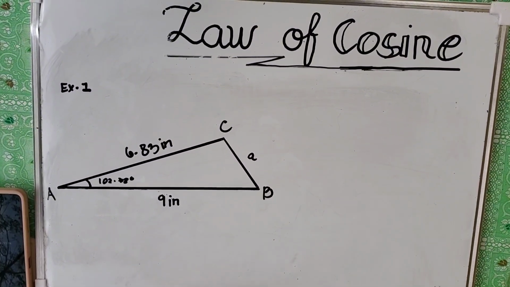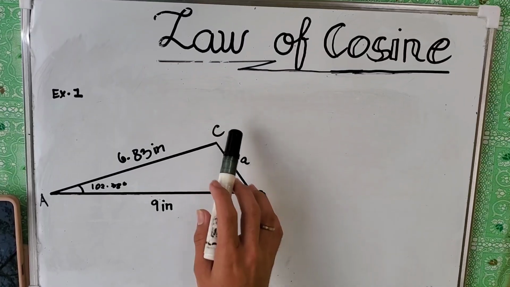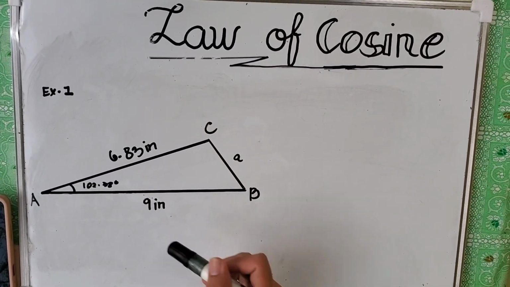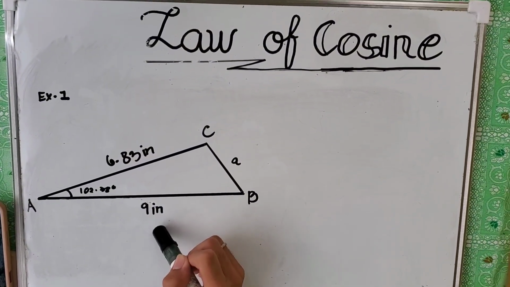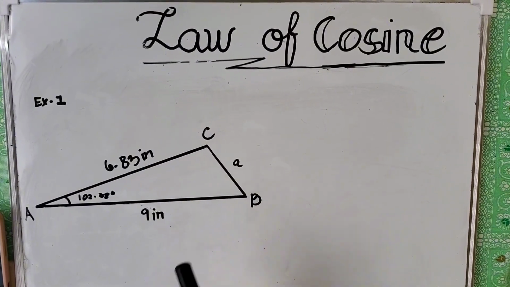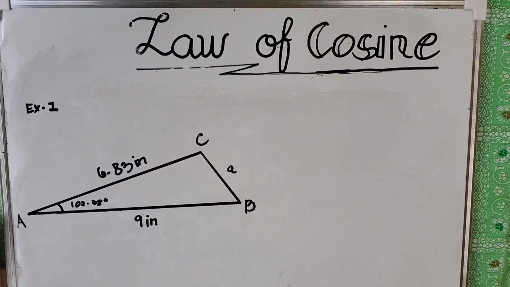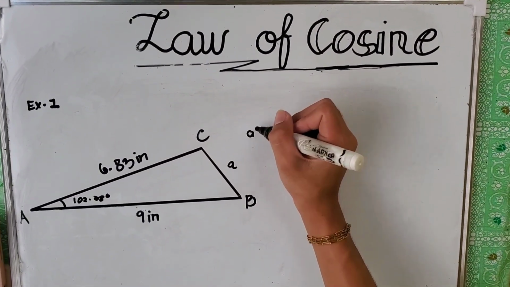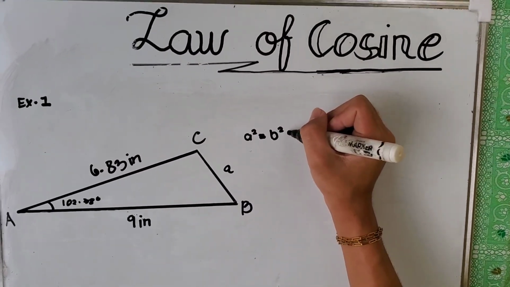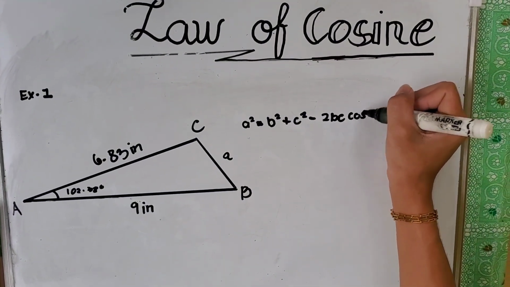So here is our first example. Solve for triangle ABC if b is equal to 6.83 inches, c is equal to 9 inches, and angle A is equal to 102.38 degrees. First, we need to find side a. To find side a, we're going to use the formula that I've said earlier, which is a squared is equal to b squared plus c squared minus 2bc cos A.